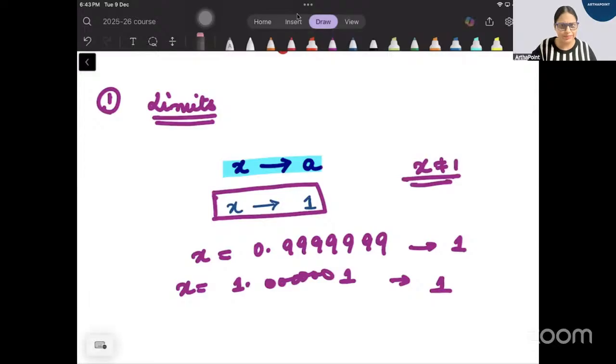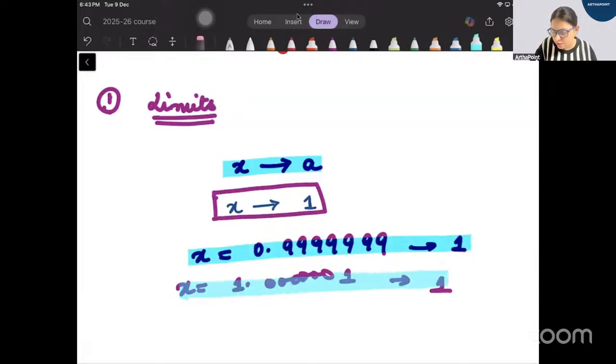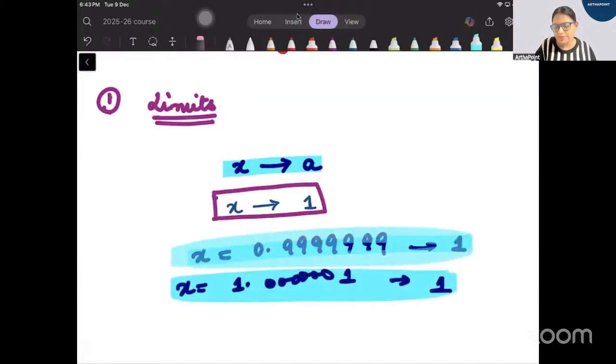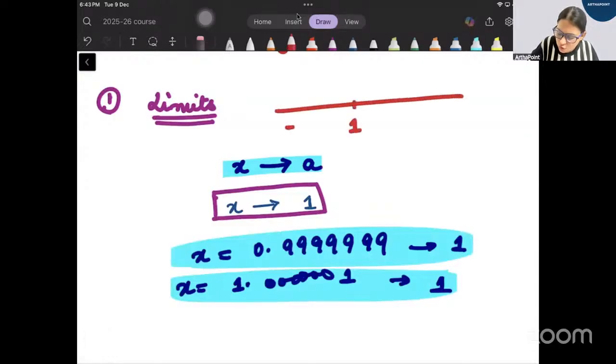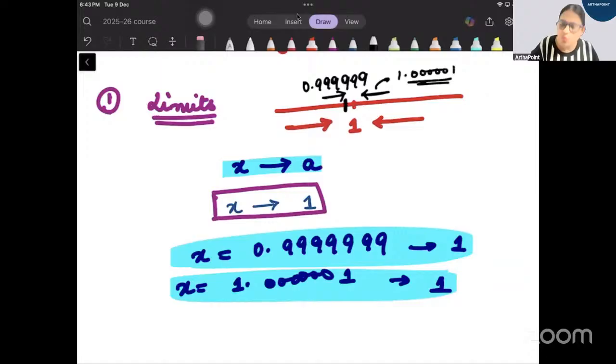इसका मतलब ये नहीं है. What I mean here is that we are going towards 1 from both right and left hand side. Right and left hand side माने क्या? That if this is 1, we are going towards 1 by taking values very close to 1 from here. This is 0.9999999, which is close to 1 from this side. Or by taking values close to 1 from here, like 1.000000. We are going towards 1. Either from left or right does not matter. We are going towards 1.